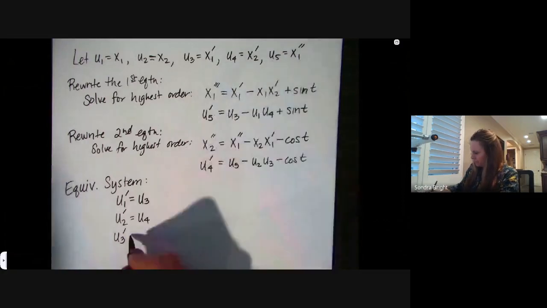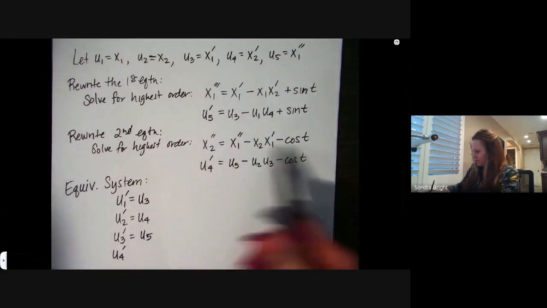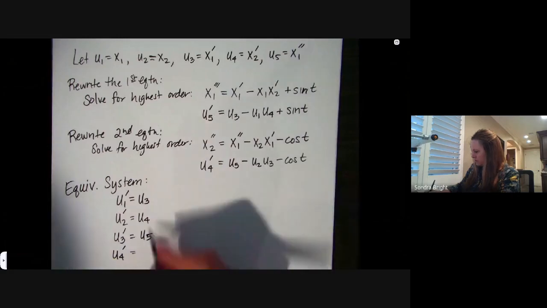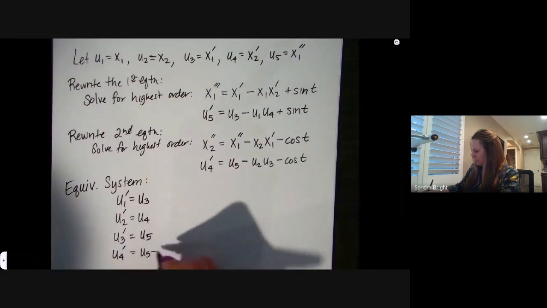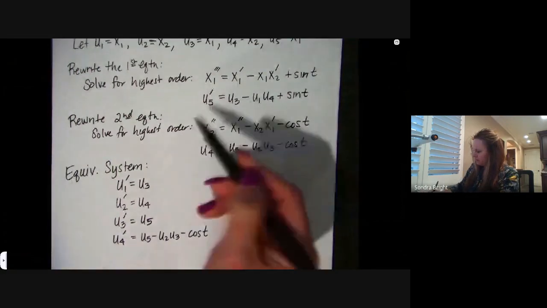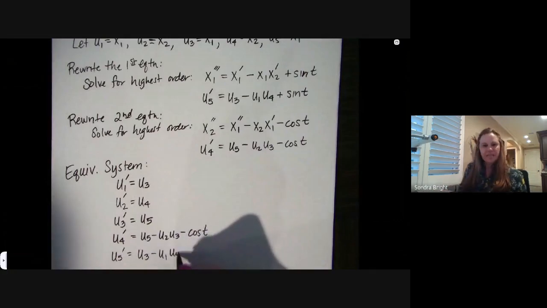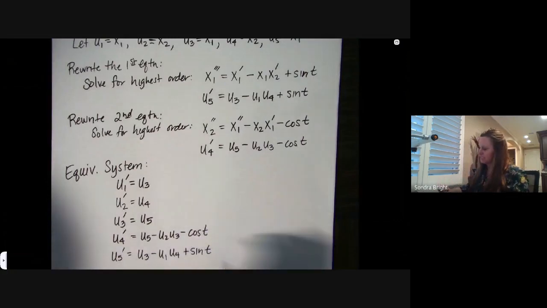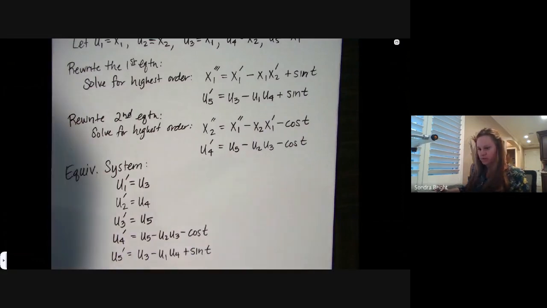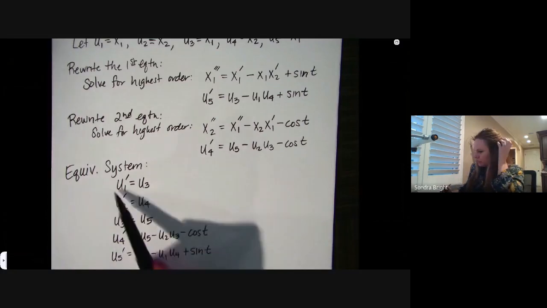And then u4, first derivative on u4. Oh, look, I already got it right there. It's u5 minus u2, u3 minus cosine of t. And then last but not least, the first derivative on u5 would be u3 minus u1 times u4 plus sine of t. This is the equivalent system, but as a first order system where each of these guys are defined in terms of their first derivatives.